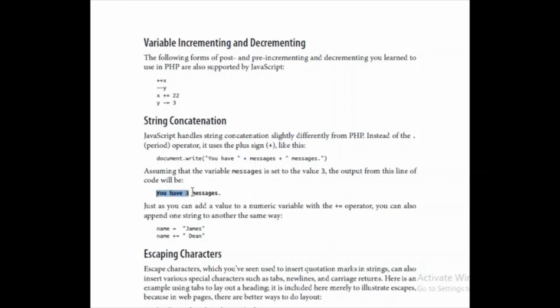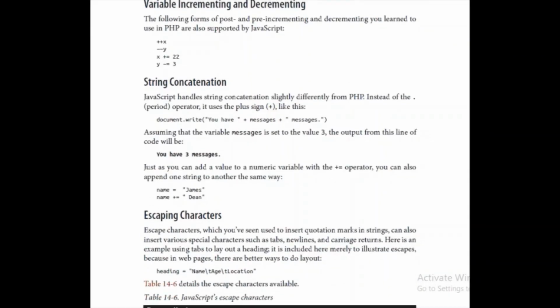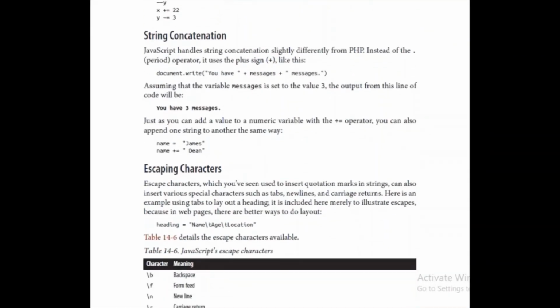Now this is the output. You have 3 messages. This you have comes here plus messages. The messages variable was initialized with 3 and messages as it is. So you have 3 messages. You can add any numeric value to a variable, and so on.